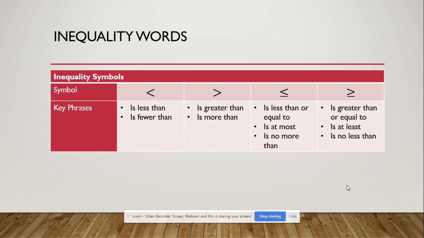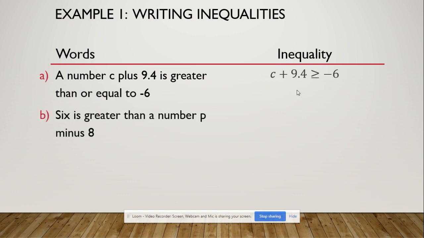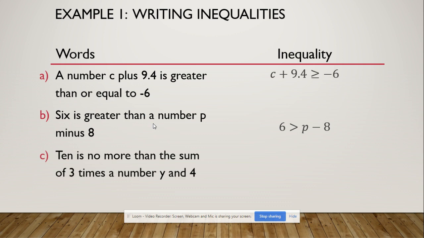So use this as you encounter different word problems in order to be able to write out those inequalities. We're going to do a quick, simple practice with identifying which of these symbols we would use. So, a number C plus 9.4 is greater than or equal to negative 6. So, C plus 9.4 greater than or equal to negative 6. 6 is greater than a number P minus 8. So we got 6, we need the greater than symbol, P minus 8.